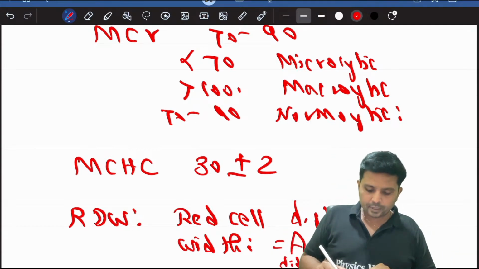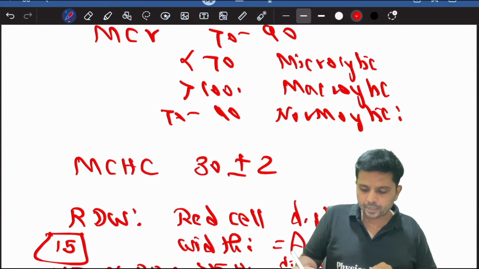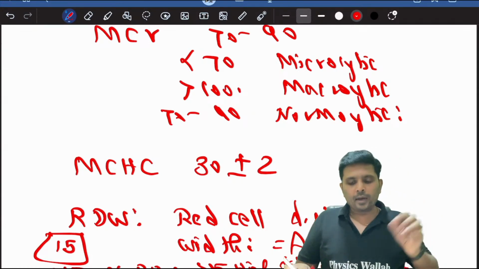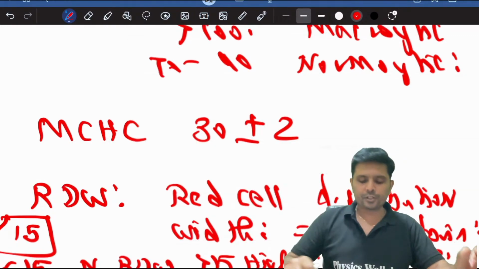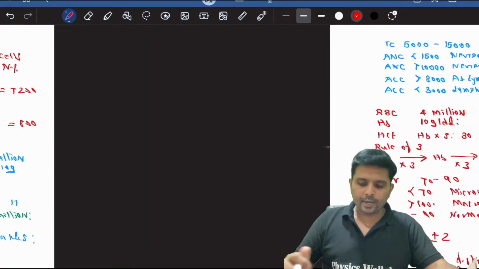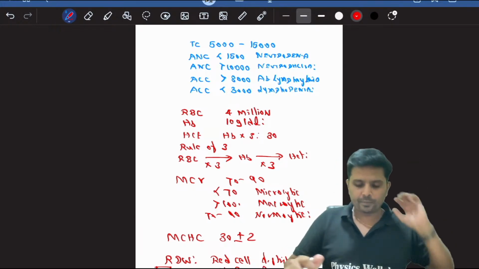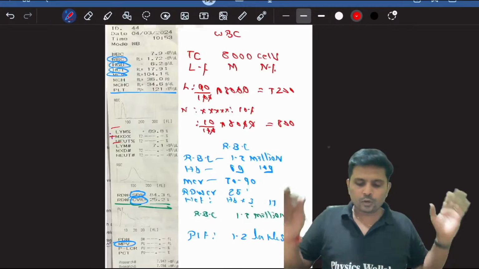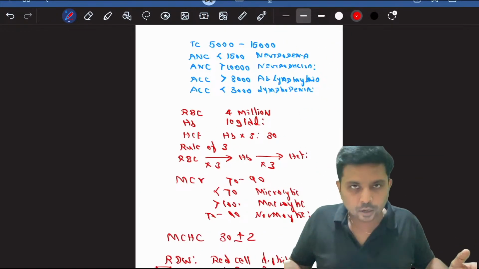The normal red cell distribution width is 15. Less than 15 means normal RDW. More than 15 means high RDW. Remember, high RDWs are always associated with nutritional anemias. I repeat, high RDWs are always associated with nutritional anemias. Okay? So now, what are all the parameters you can see? You need to know the normal value.